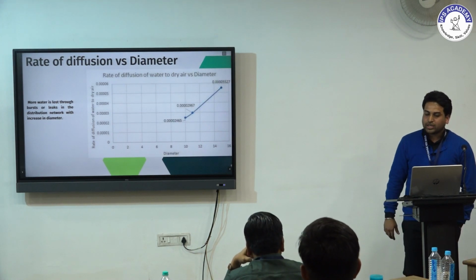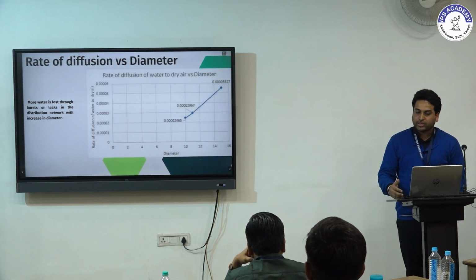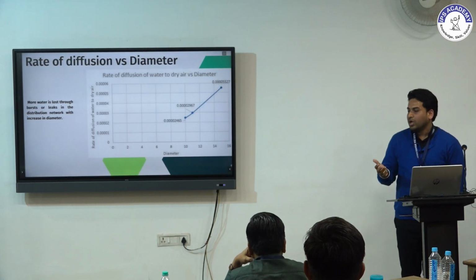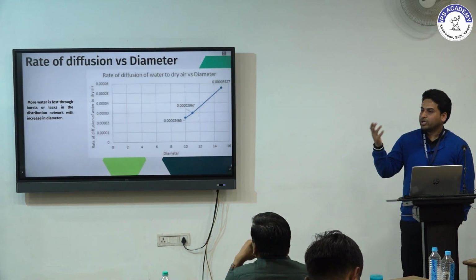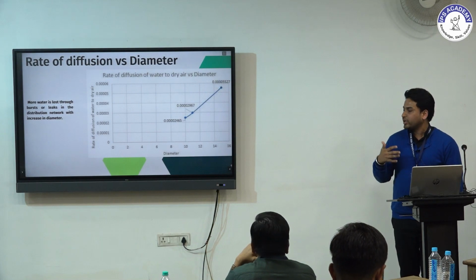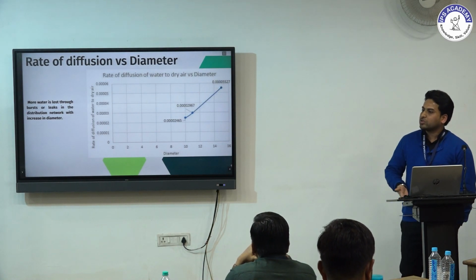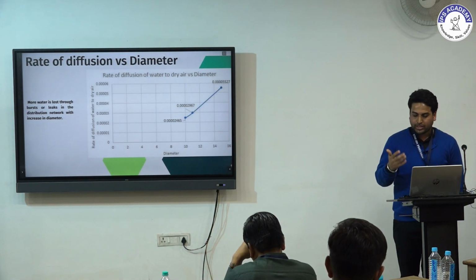And the rate of diffusion of water to dry air versus diameter. That is another factor. If the diameter of the well is larger, there is a lot of contact and interaction between air, water and temperature. It will remove the water into the air by evaporation.